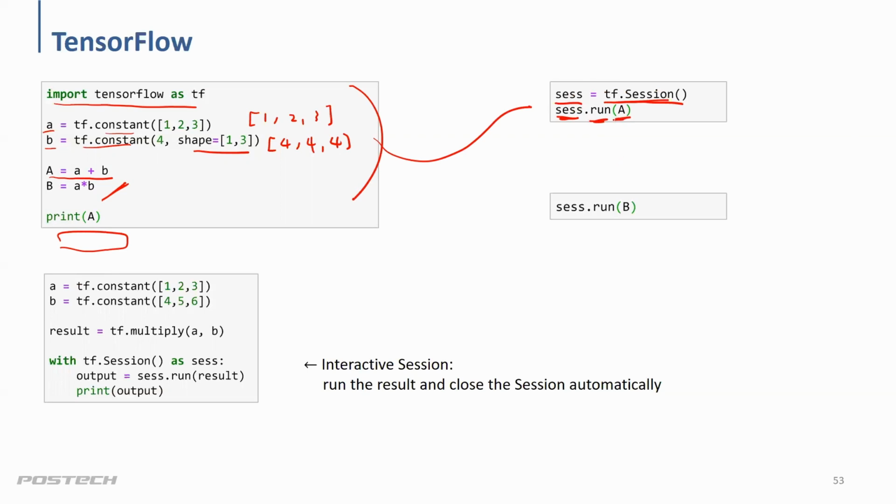Then at this moment, it's going to execute to compute the capitalized A. So now the answer is, as you can see here, if we do summations, 5, 6, and 7. That's how TensorFlow is going to compute it. And let's do the B. And as you can see, it's multiplications.